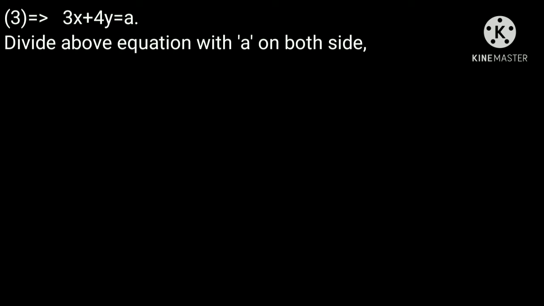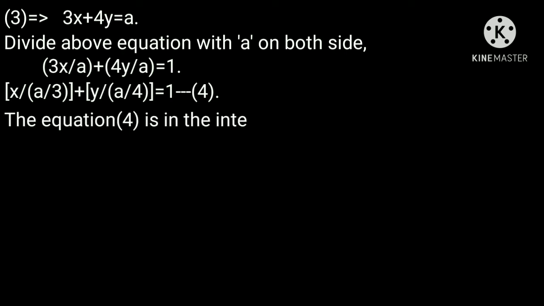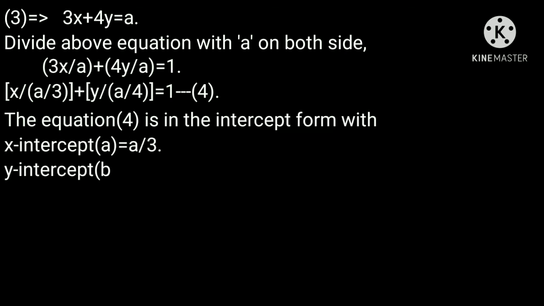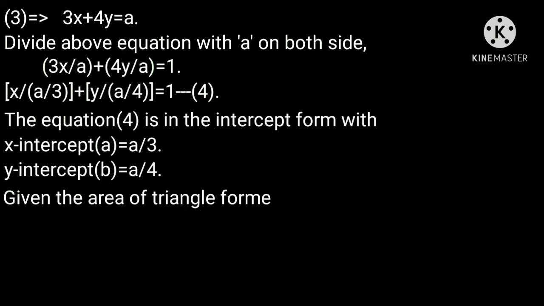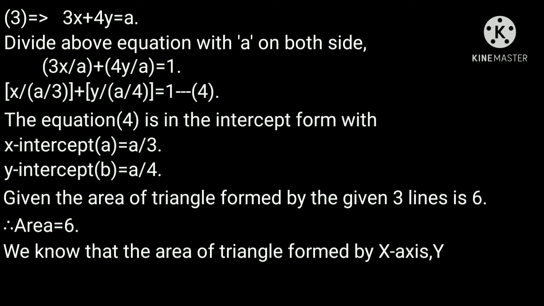For that, divide the above equation by a on both sides. Then 3x by a plus 4y by a equal to 1. From that, x by (a by 3) plus y by (a by 4) equal to 1. This is equation number 4. Equation 4 is in the intercept form with x-intercept a equal to a by 3 and y-intercept b equal to a by 4. Given the area of the triangle formed by the given 3 lines is 6. That is area equal to 6.